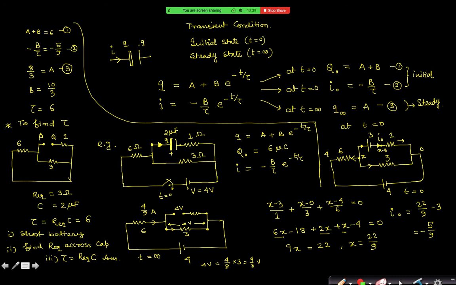But not in that way, C equivalent, R equivalent. In this way that I have just solved, if in the circuit there are more than one capacitors.